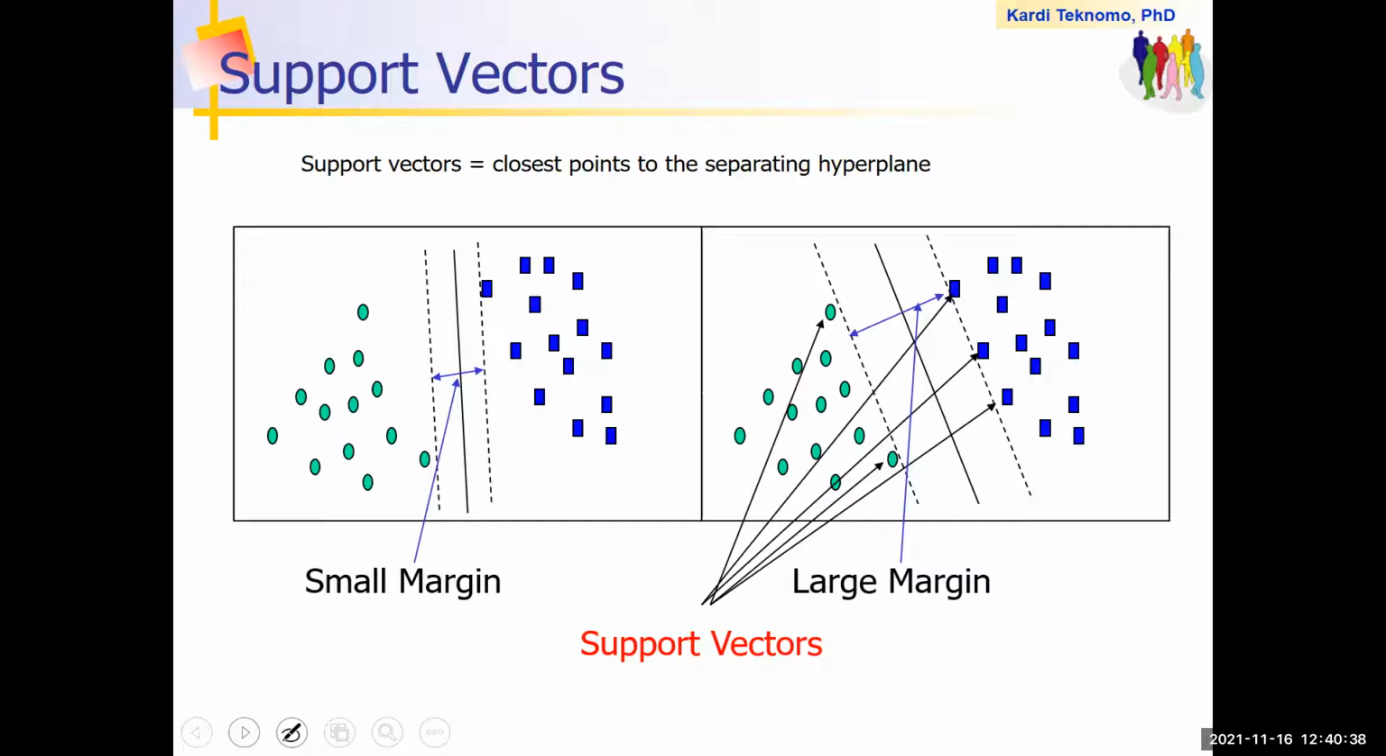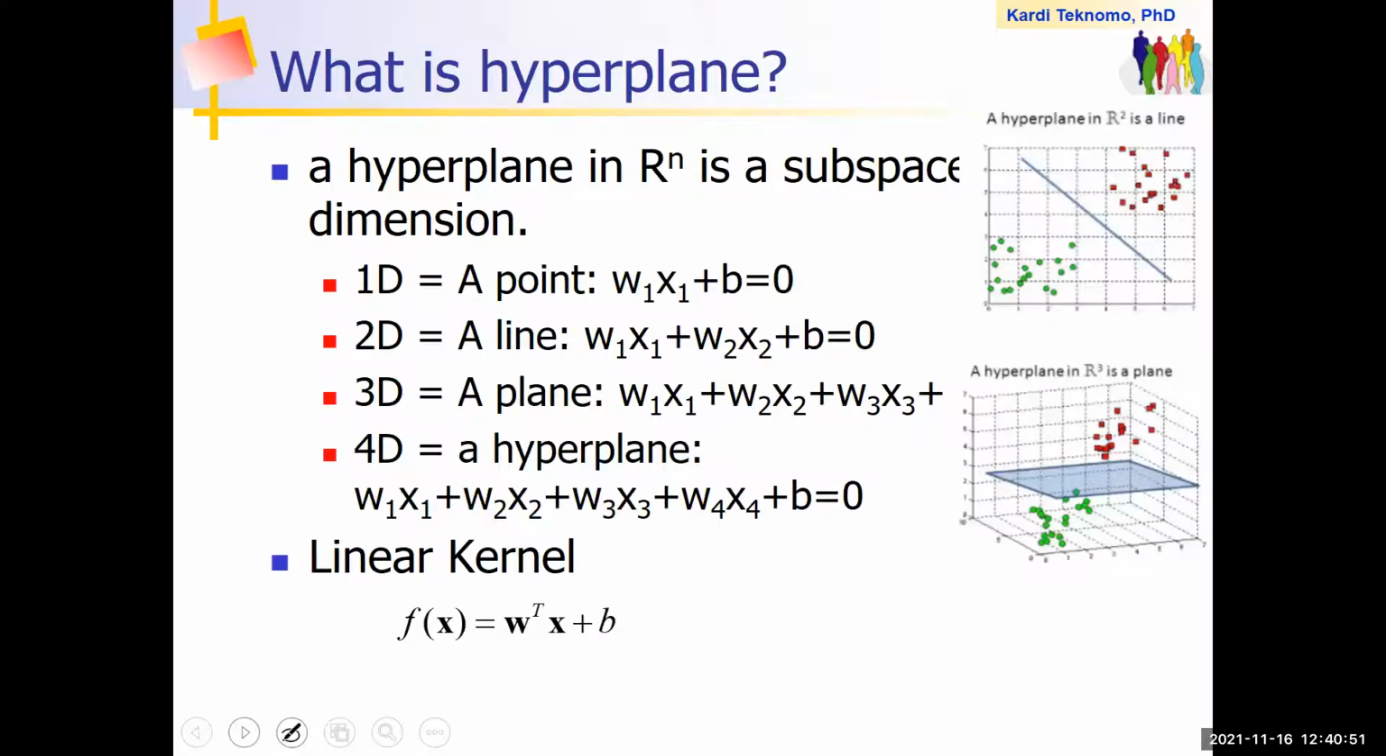What is a support vector? The name SVM is support vector machine, right? So machine in here means the system to find the support vectors. Okay, so what is a hyperplane anyway?